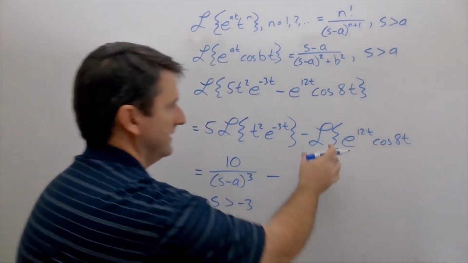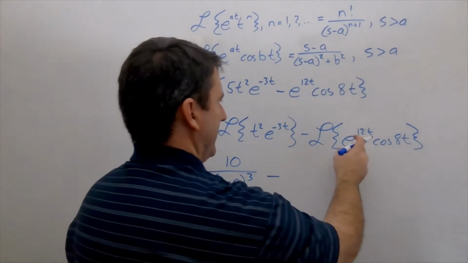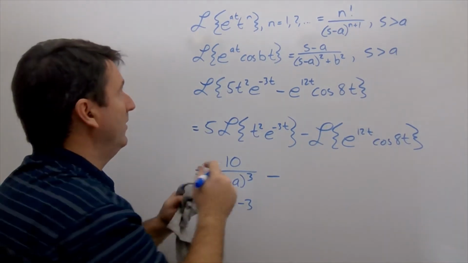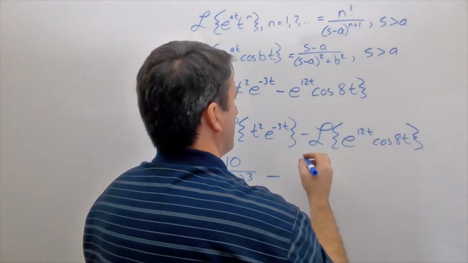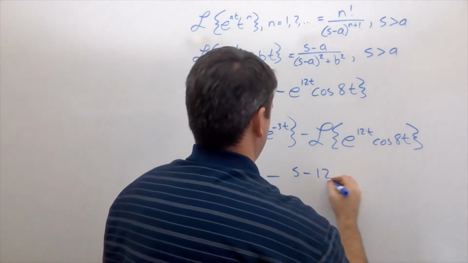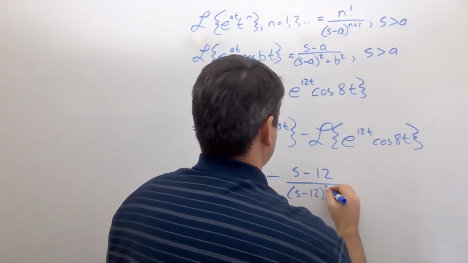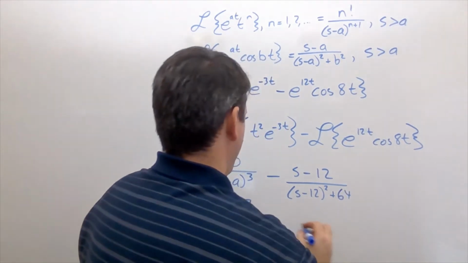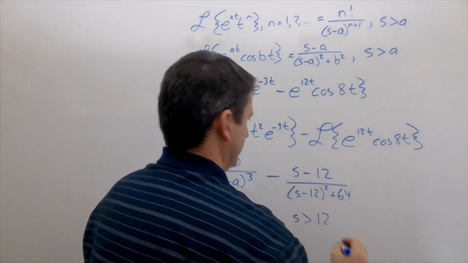And then minus the Laplace transform of this expression. So we get e to the 12t times cosine of 8t, that's this, with a equal to 12 and b equal to 8. So we're going to get s minus a, which is 12, divided by s minus a squared plus b, which is 8 squared, so that's 64. And here, s has got to be greater than a, which is 12.